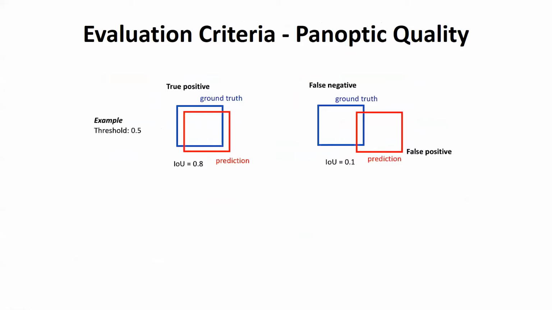We use panoptic quality to evaluate the submissions, and we use a threshold of 0.5 to identify whether a predicted cell is a true positive or a false positive. For example, here you can see on the left, the blue represents a ground truth cell and the red represents a predicted cell. If there is an overlap of greater than 0.5, here you can see 0.8, so this is considered a true positive. But in this case, the overlap is less than 0.5, so this is a false positive cell, and the ground truth will be counted as a false negative cell.